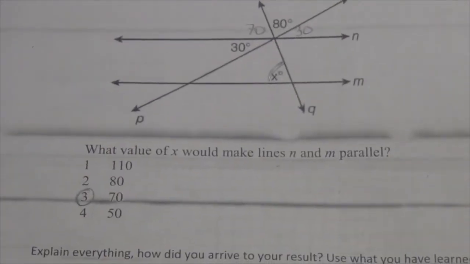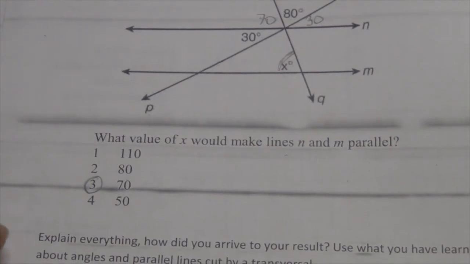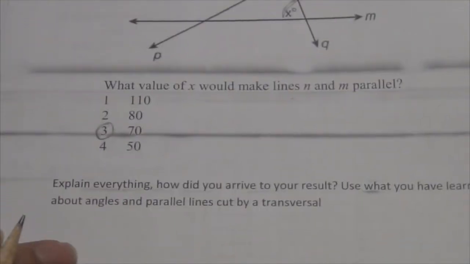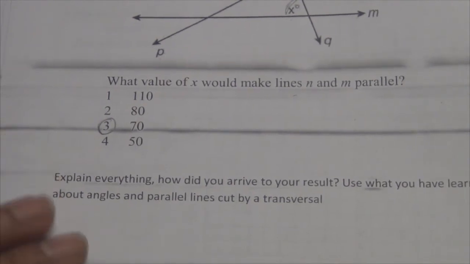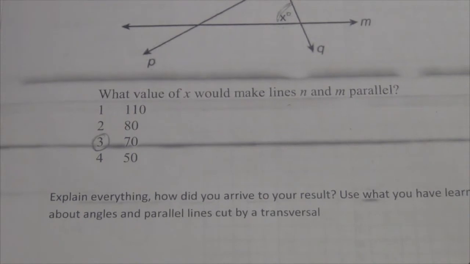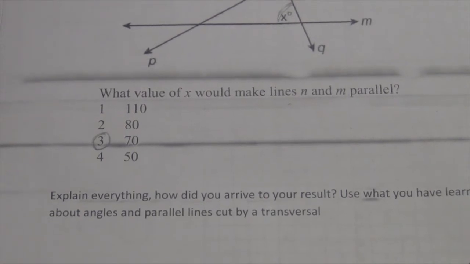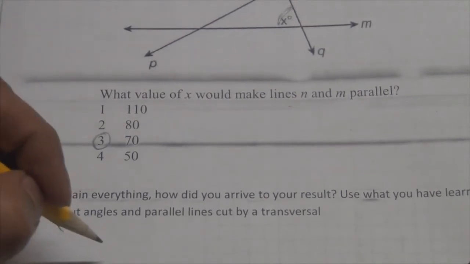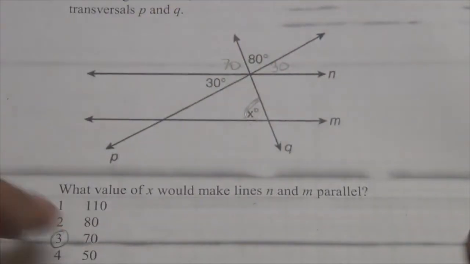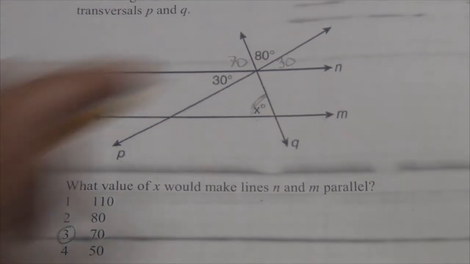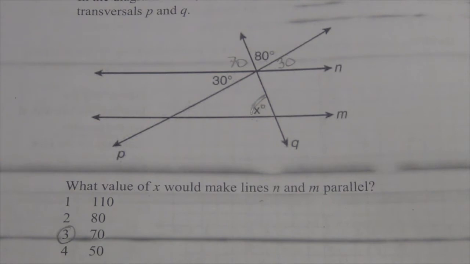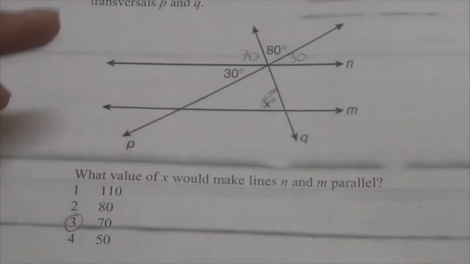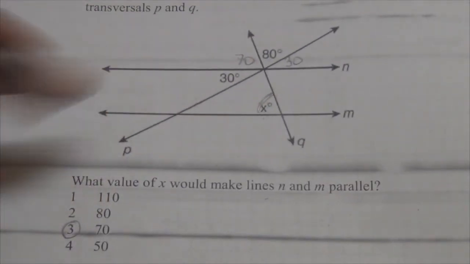Okay? Good. Explain everything. How did you arrive at your result? Use what you have learned about angles and parallel lines cut by a transversal. Okay, so at this point, I would just refer back to the handout. So, first, I realized that I was missing some angles. Then line N is a straight angle. That means that it forms a straight angle, therefore its measure is 180 degrees.